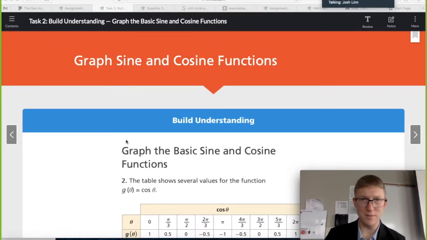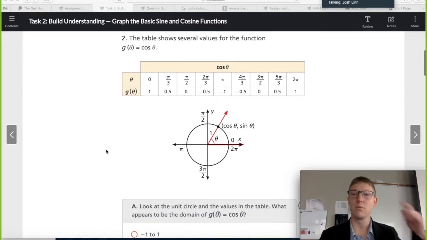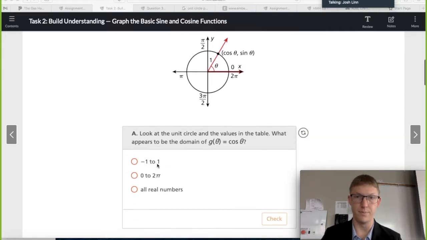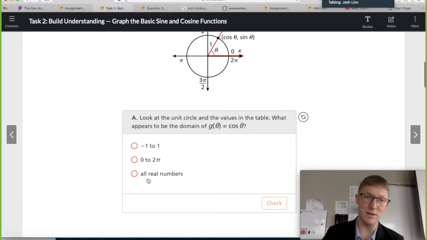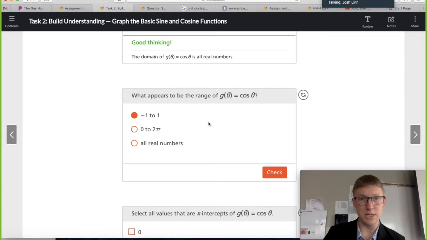So here we're going to go through the same steps, except this time we're using cosine. As we can rationalize, analytically think about it, if we look at our unit circle, cosine of 0 is going to be 1. Cosine of 90 degrees, or pi over 2, is going to be 0. So it's going to be very similar to the sine wave, just moved over a little bit. So it appears the domain of cosine of theta is, again, all real numbers. The range is going to be just like our sine function.